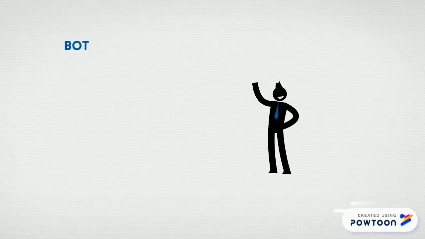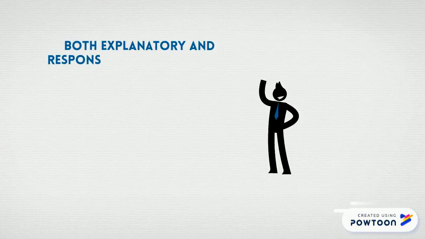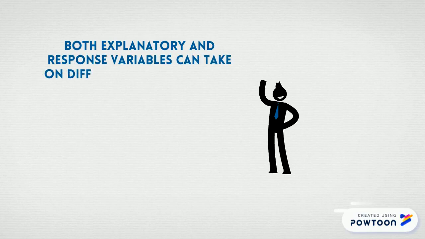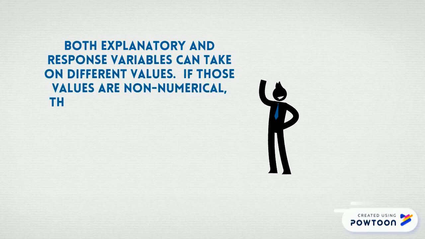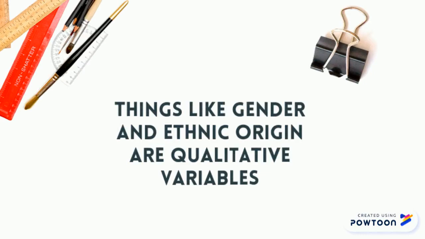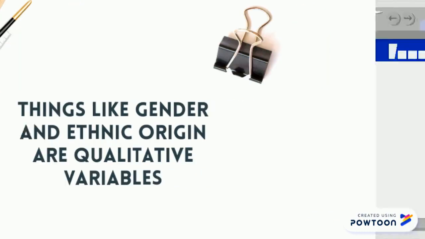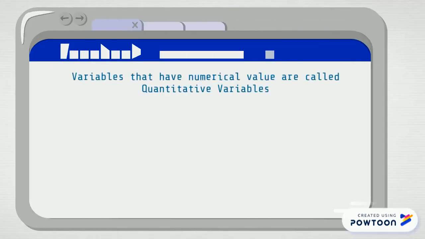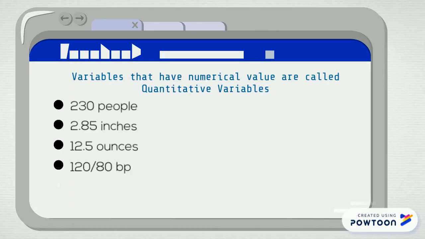Both explanatory and response variables can take on different values. If those values are non-numerical, they are called qualitative variables or sometimes categorical variables. Examples of qualitative variables are gender and ethnic origin. Variables that have numerical value are called quantitative variables. Some examples: 230 people, 2.85 inches, 12.5 ounces, 120/80 blood pressure.